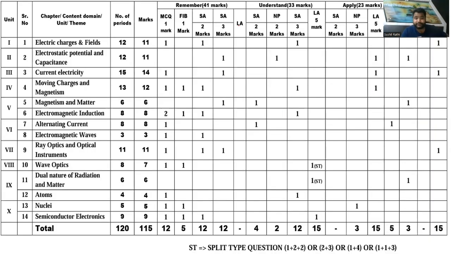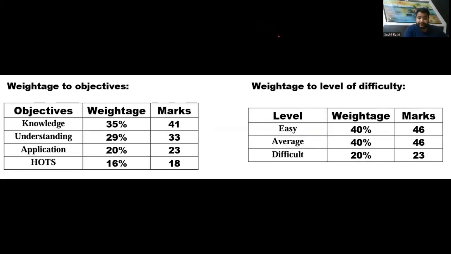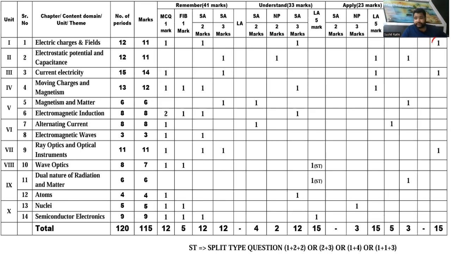Now, this is the blueprint which most of the students have in their hands, and many of the students are saying that the numericals are going to come from electric charges and fields itself, because you can see that in this blueprint they have said numerical problem from electric charges and fields. They have said numerical problem from current electricity. They have said ray optics will have a numerical.